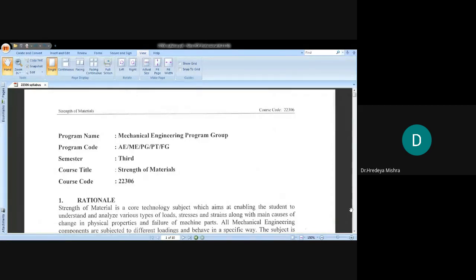So this subject deals with the materials. And what do you mean by strength? Strength means we can choose sufficient strength of material for the design of a proper component. If we are going to design any component, then what do we look at? The material which we choose should have strength sufficient to bear the load.